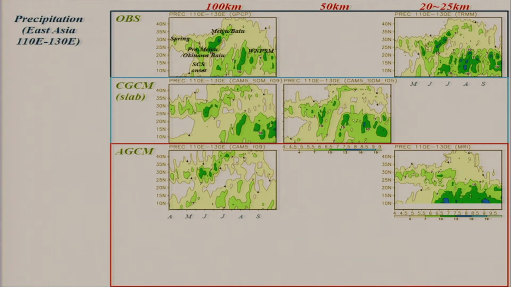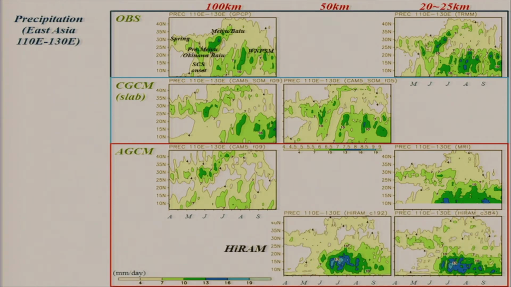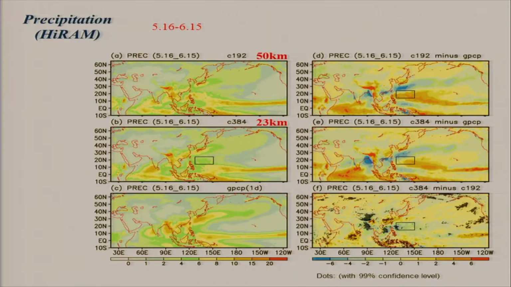And this is the MR result. You can clearly see the two periods, at least the two periods, and the strength of the WNP monsoon. The HiRAM results are shown here. This is the 50 kilometer, and this is the 20 kilometer horizontal resolution. Generally, you can see the higher resolution gives better precipitation evolution and strength over the East Asia area.